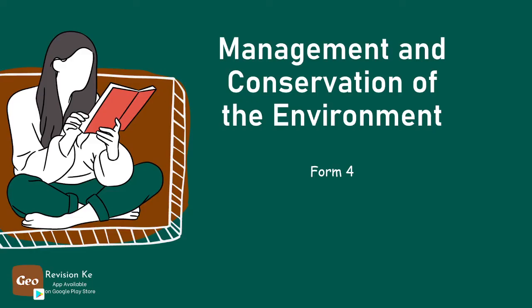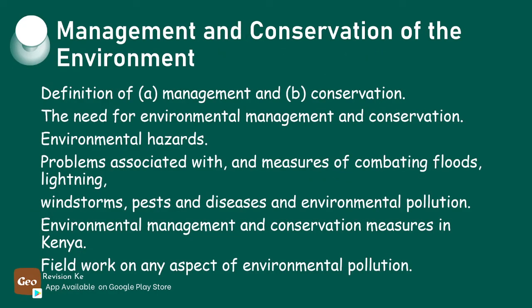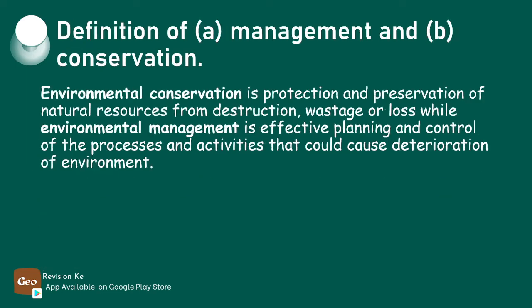detail. And so, management and conservation of the environment. We are first supposed to define management and conservation, and this is how we define them. Environmental conservation is protection and preservation of natural resources from destruction, wastage, or loss, while environmental management is effective planning and control of the processes and activities that could cause deterioration of environment.